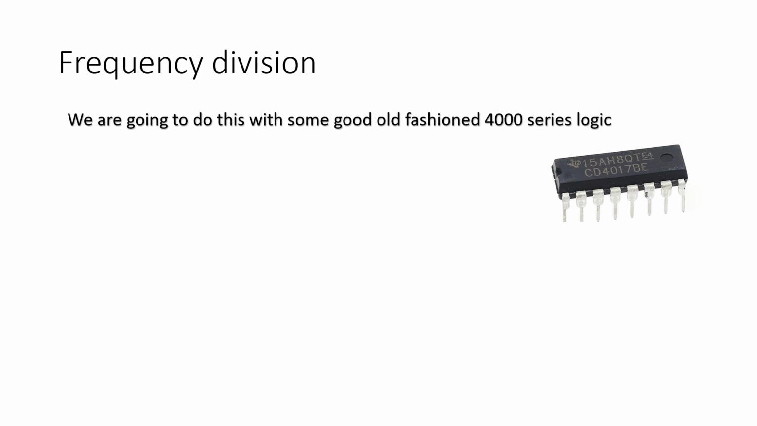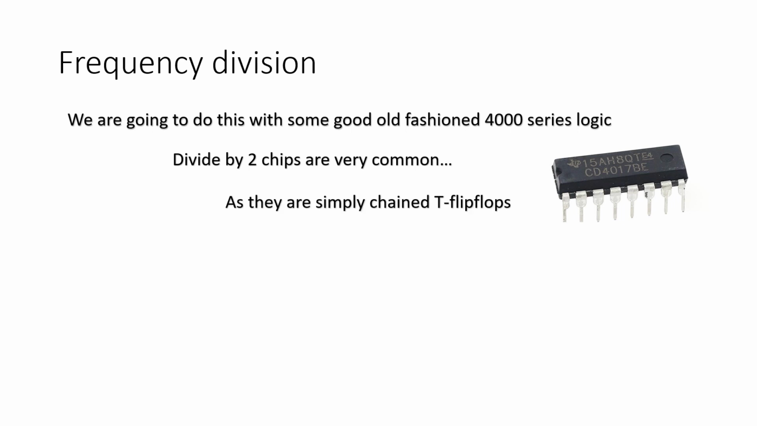One type of counter chip that's very common is divide by two chips, or binary counters, ripple counters, they've got various names. This is because internally, they're just a big chain of T flip-flops, meaning they're very simple and cheap to make.